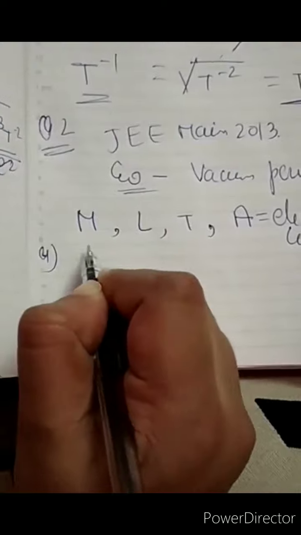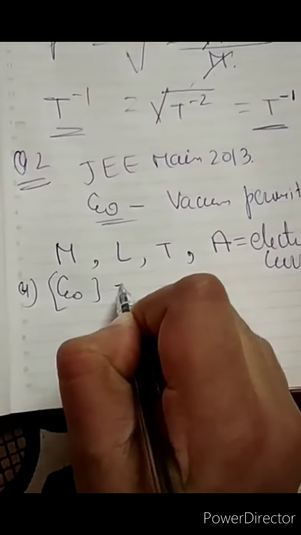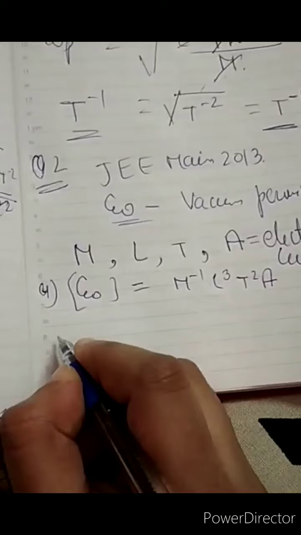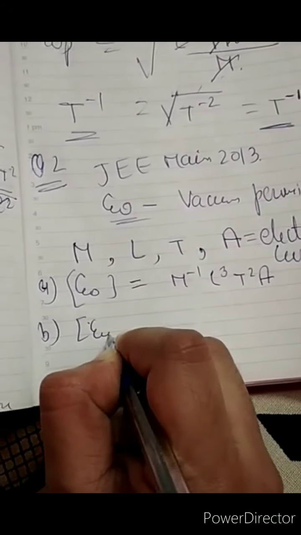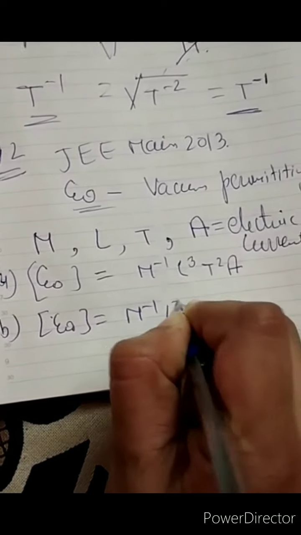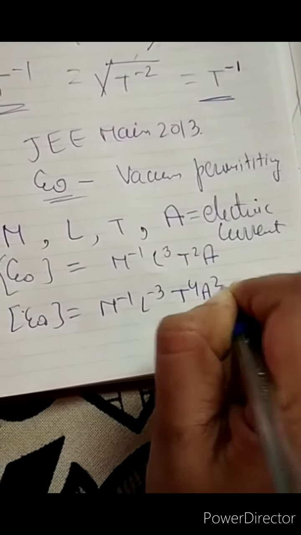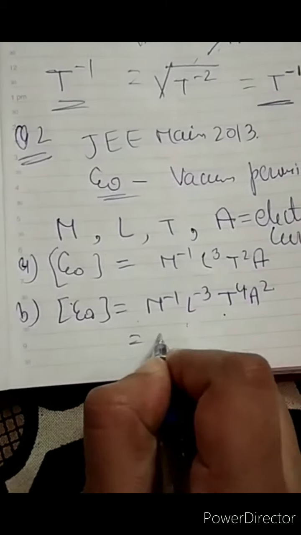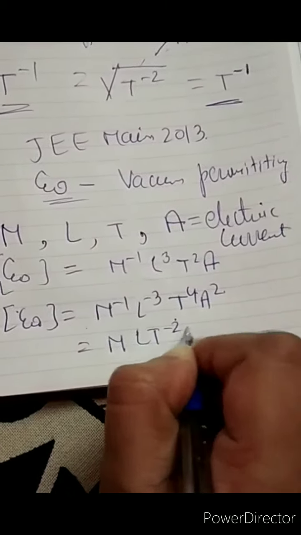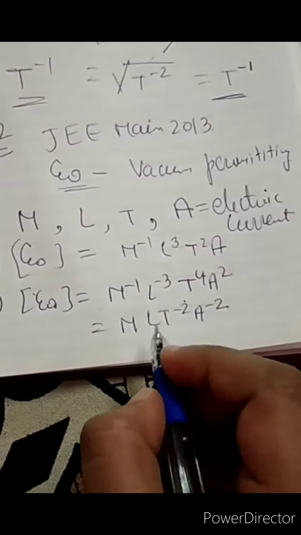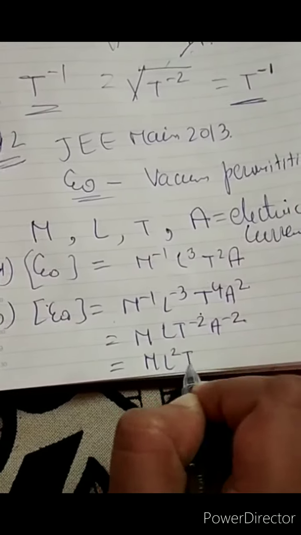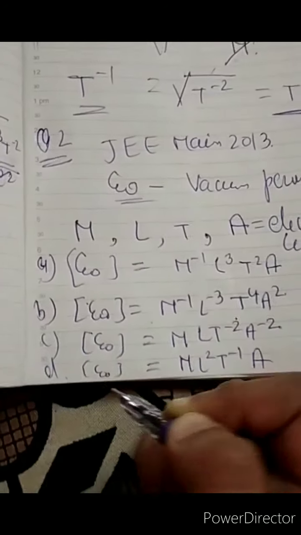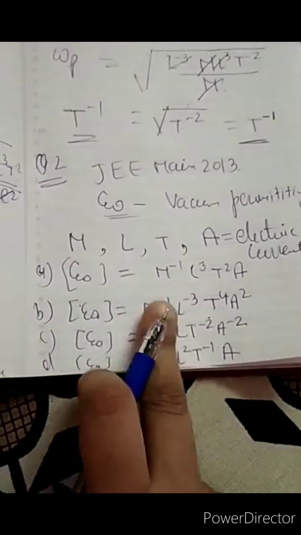The options are: option A, epsilon 0 equals M minus 1 L cube T square A. Option B, epsilon 0 equals M minus 1 L minus 3 T to the power 4 and A square. Option C is M L T minus 2 A minus 2, and the last option is M L square T minus 1 A. Which option is correct? We want epsilon 0 in terms of these.